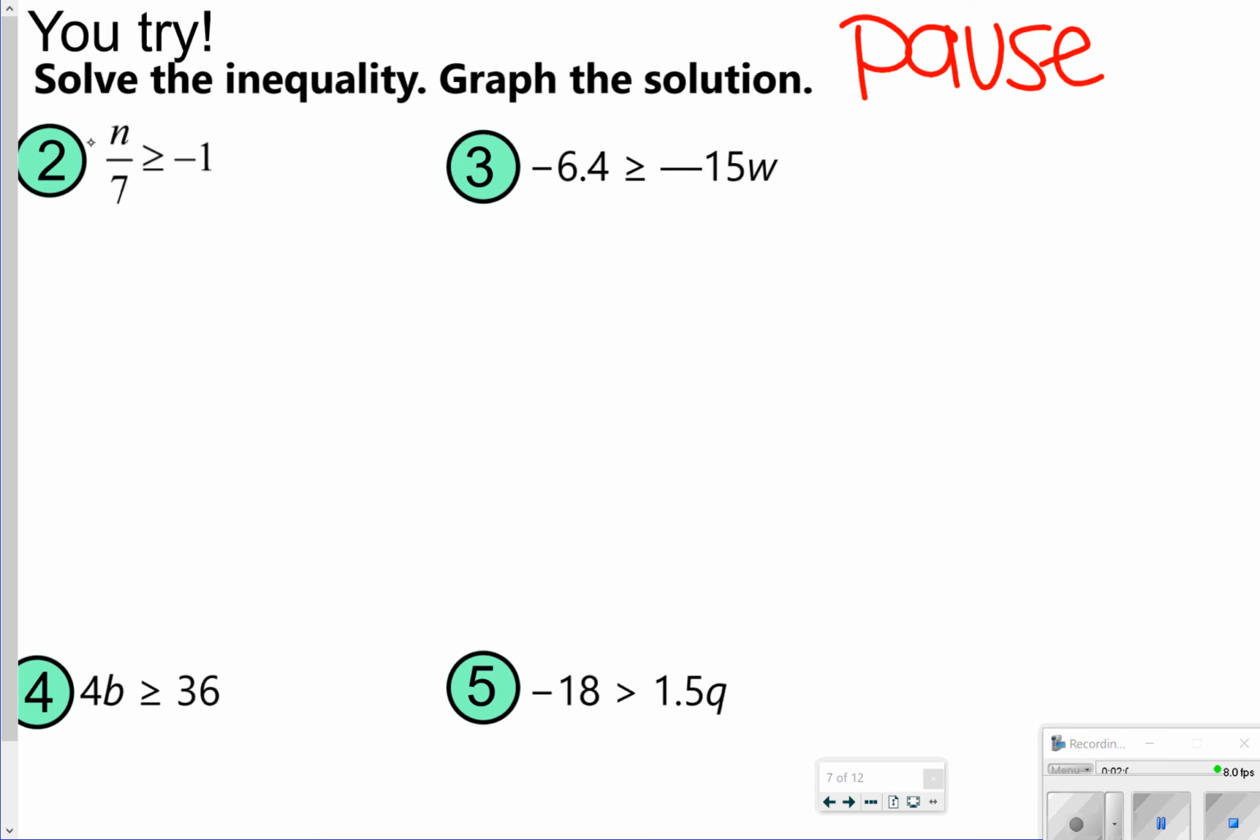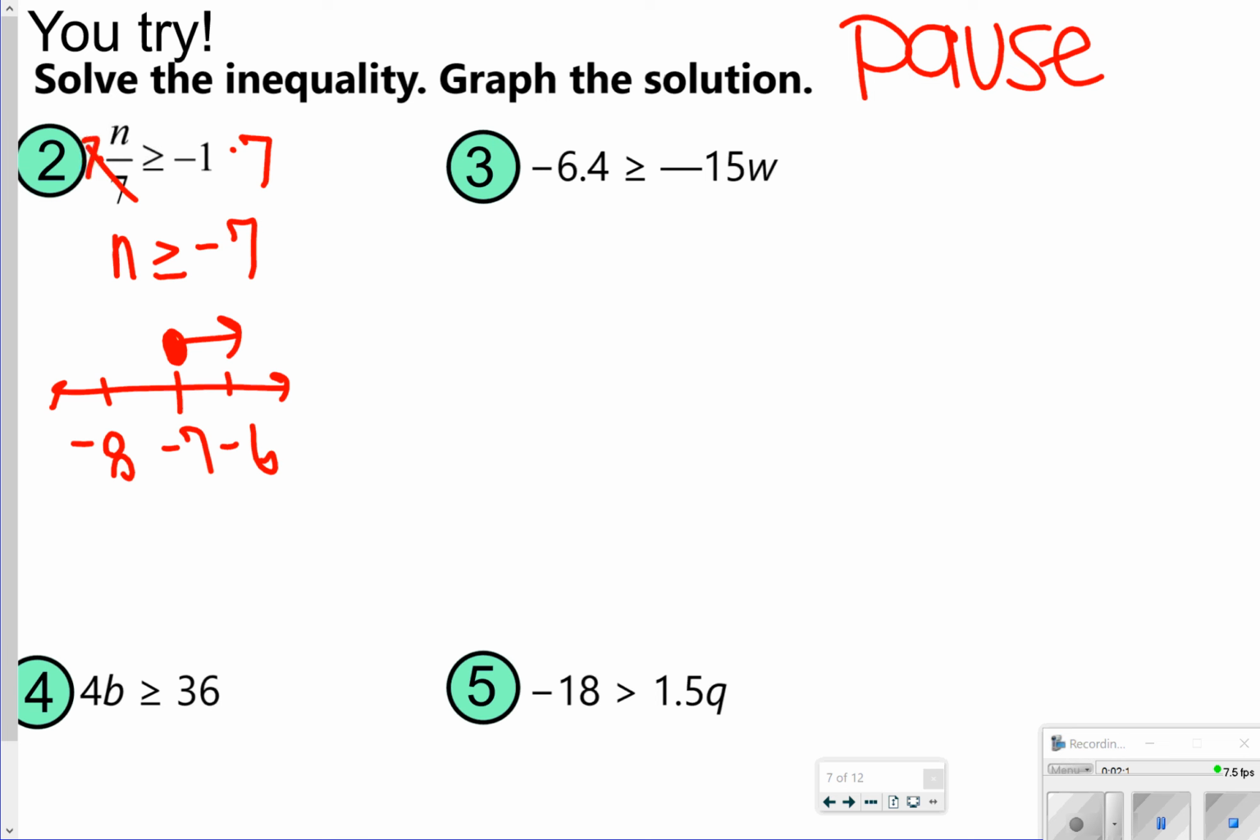Alright, so number 2, we're going to multiply by 7 on both sides. So we'll have n is greater than or equal to negative 7. On our number line, we'll have negative 8, negative 7, negative 6, a closed circle pointing right.